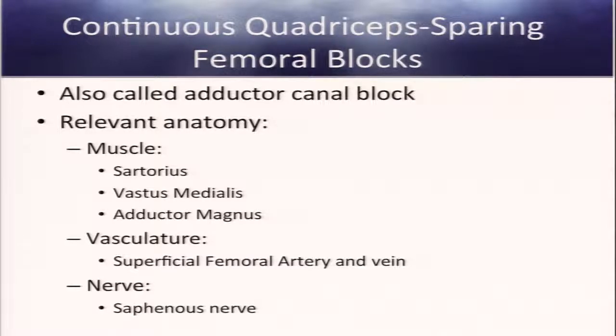This is also called an adductor canal block. There's relevant anatomy. We're going to go through this in the ultrasound scans and talk about the various muscles, the vasculature, and the nerves. You can read this for yourself. We're going to go on to the scan though.